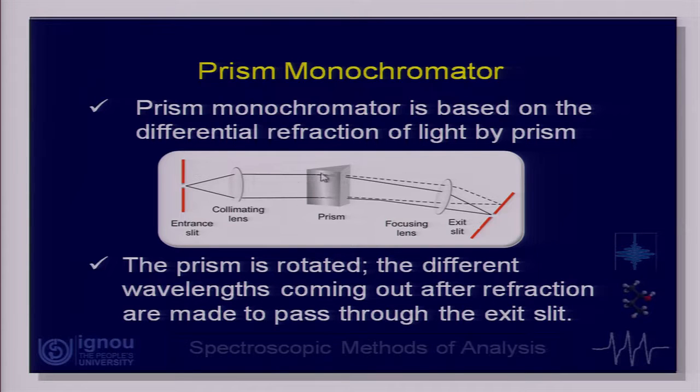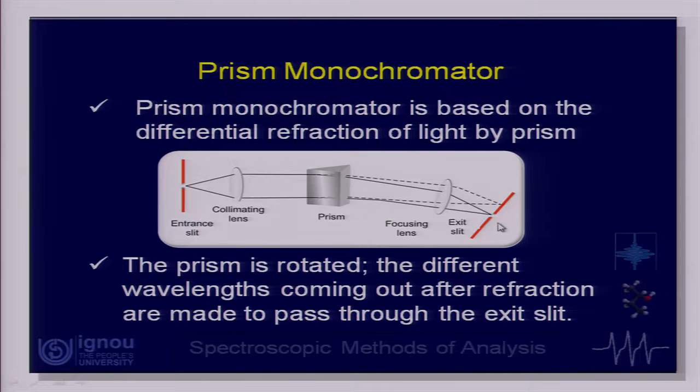It collimates and makes the radiation fall onto the prism, and from the prism, after refraction, the radiations come down and are focused by another lens, and then made to pass through an exit slit. The whole process is such that we rotate this prism in a predetermined way. When you rotate the prism, radiation of different wavelengths is made to fall on the exit slit, so what comes out from here is of a given wavelength only. That is a monochromatic radiation which comes out from the exit slit.